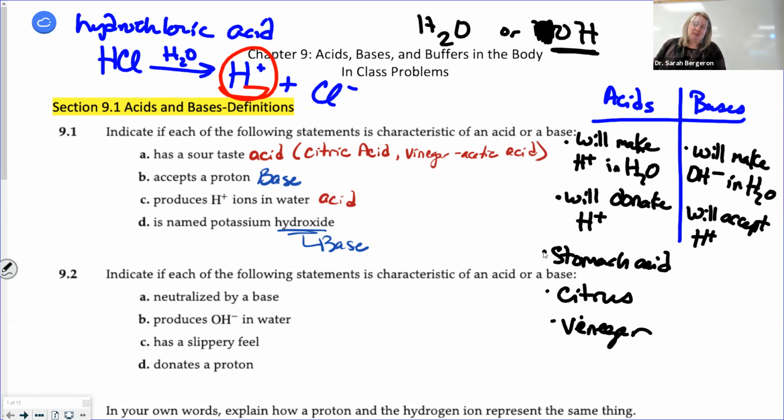Okay, so let's talk about bases. Bases have a characteristic that they're very, very slippery, right? So when you wash your hair, when you wash your body, the soap is basic. And that basic characteristic gives it that slippery feeling. So you could say soaps. Toothpaste is another one.